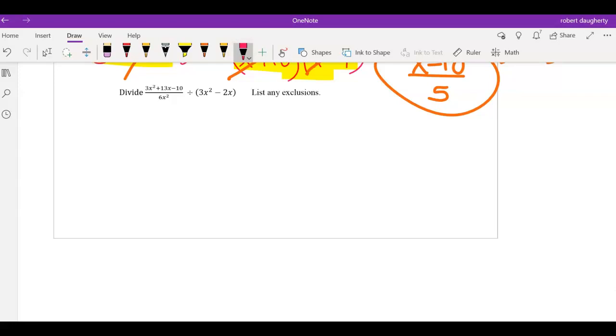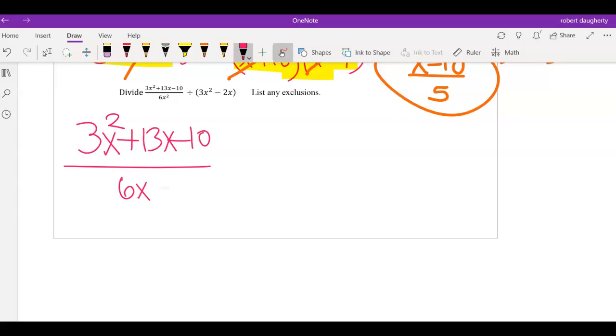Perform this division. So this is going to be 3x squared plus 13x minus 10 divided by 6x squared. And instead of dividing by 3x squared minus 2x, let's multiply by its reciprocal. So that's 3x squared minus 2x. And now we factor everything that we can.